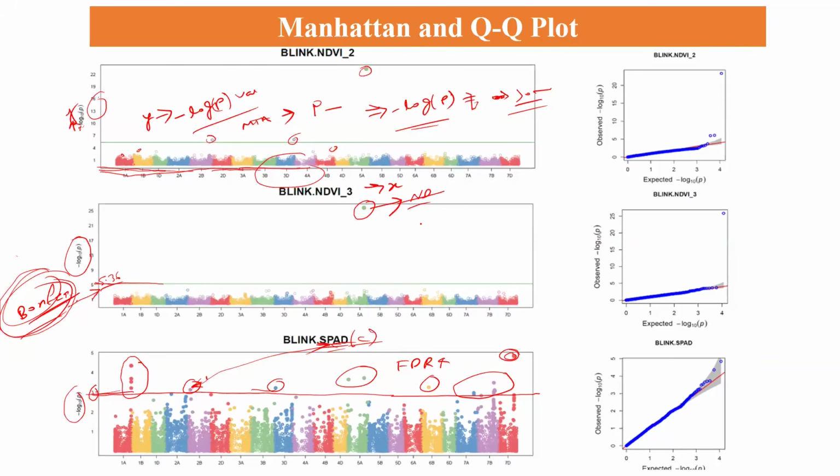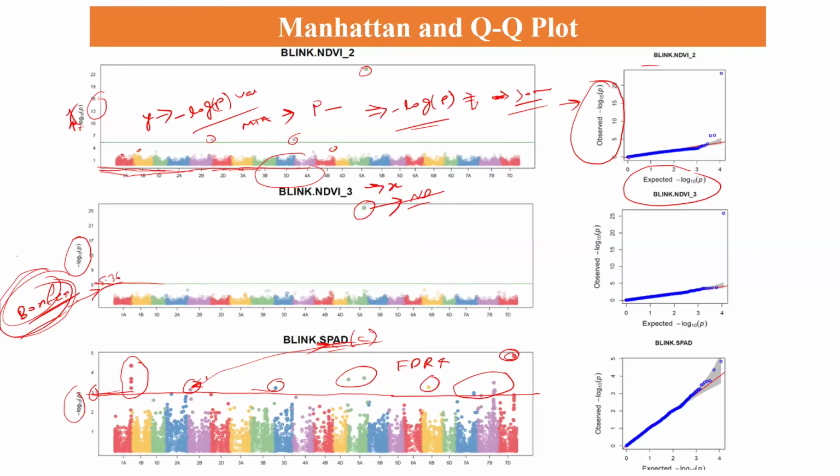And this is the quantile-quantile plot. I think this is not coming in the exam, but it may come in the future. You should know the QQ plot. Here, this is the observed negative log p value for a particular MTA, and this is the expected negative log p value.